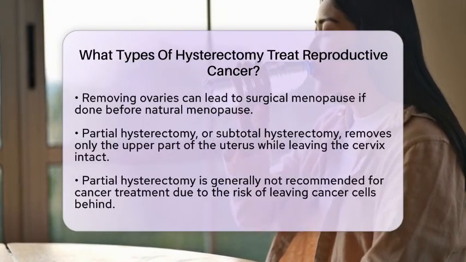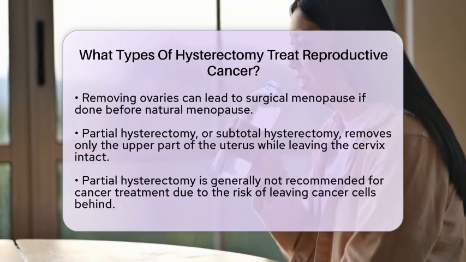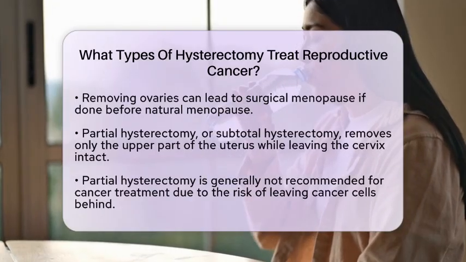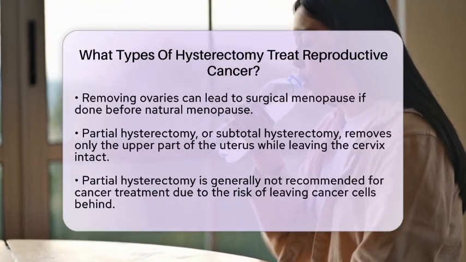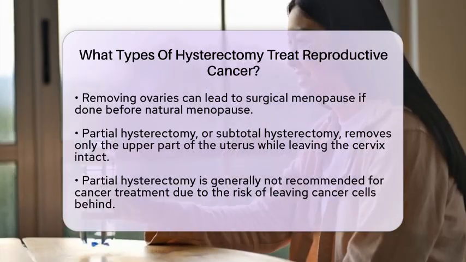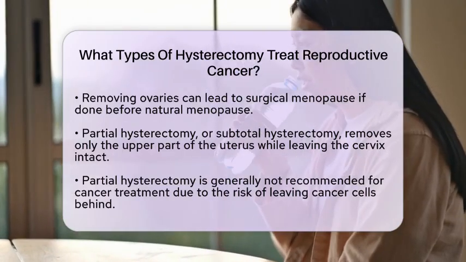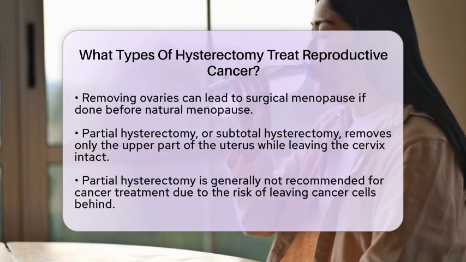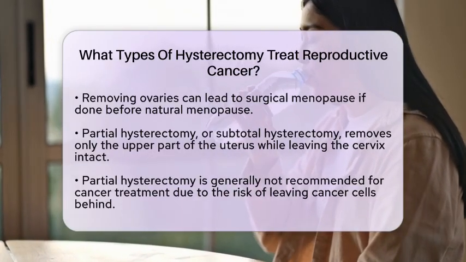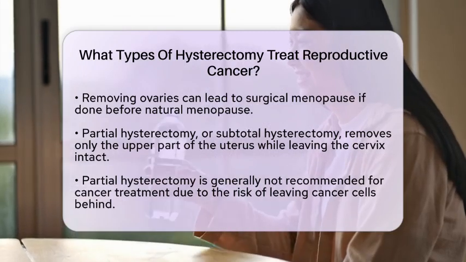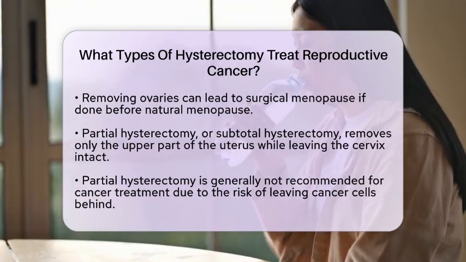Lastly, there is the partial hysterectomy, also known as subtotal or supracervical hysterectomy. This procedure only removes the upper part of the uterus while leaving the cervix intact. However, this type is generally not recommended for treating reproductive cancers, as it may leave cancer cells behind. It is more often used for benign conditions rather than cancer treatment.